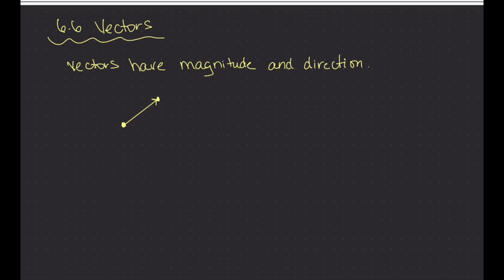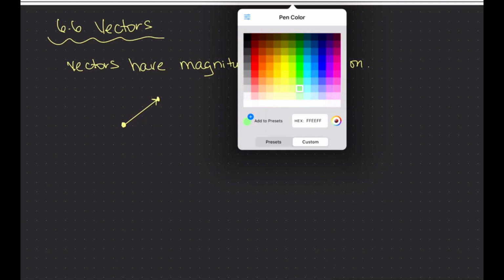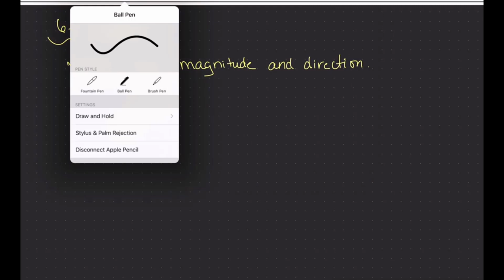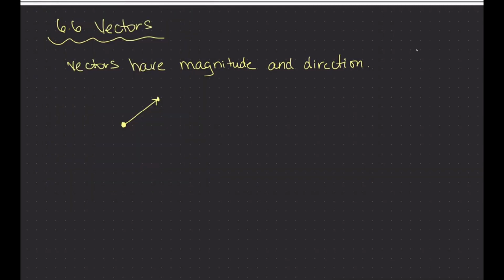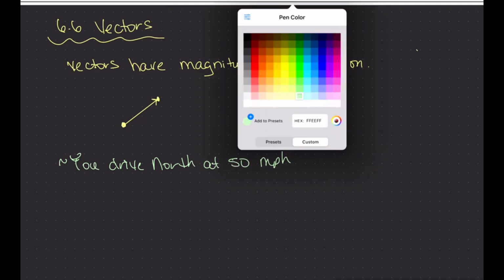So some cheesy examples, because we all know I'm a cheesy kind of gal. So let's say you decide to drive north at 50 miles an hour. Why can't I get this to go away? Sorry. I don't like that green. I want a brighter green.